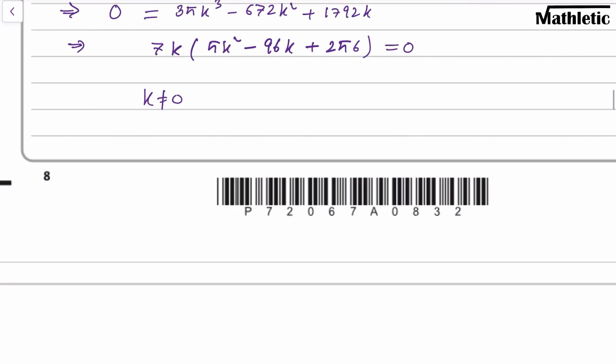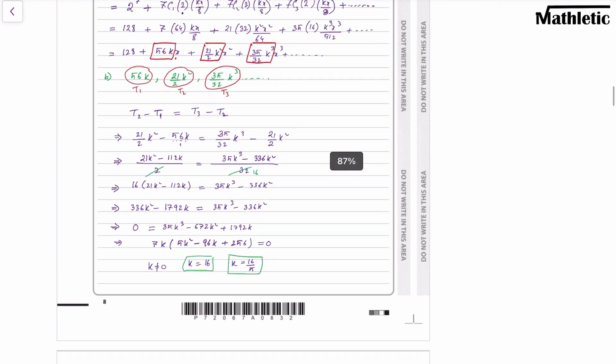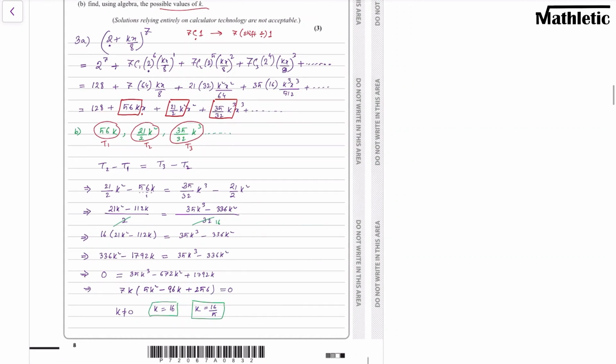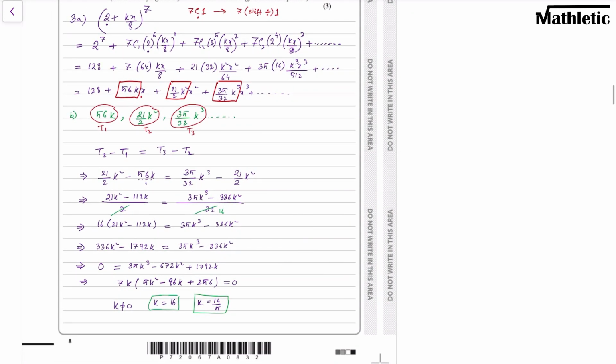And for the time being, I'm using the calculator to get the values of k. So this will be 16 and 16 by 5. So these are the two possible values of k. That's it. This is the solution of number 3.